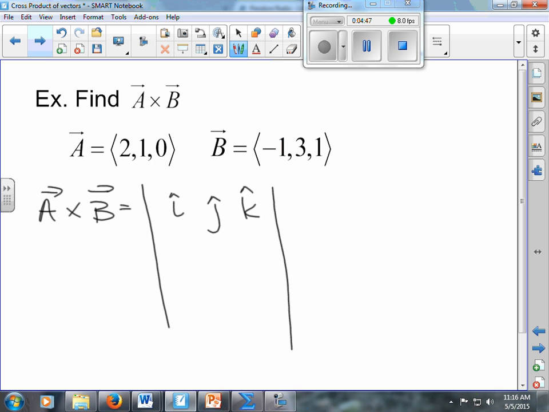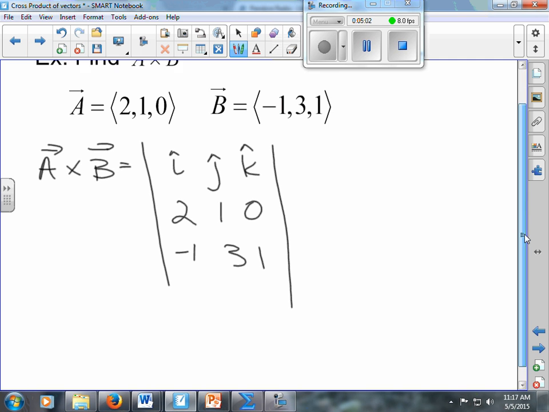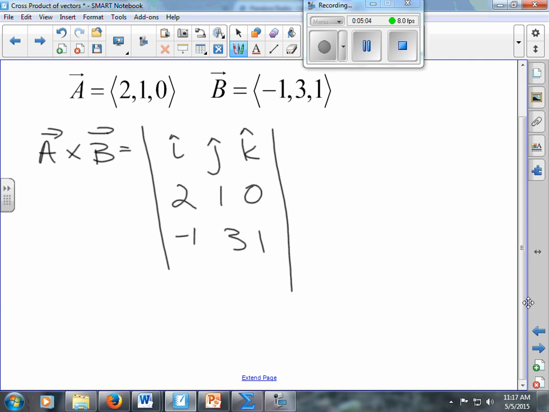The second row is the vector A, and the third row is the vector B. Okay, and we're going to find the determinant of this matrix. All right, now the way that we do determinants is with minors and cofactors. So it's always best to just choose your first row to do the determinant along.